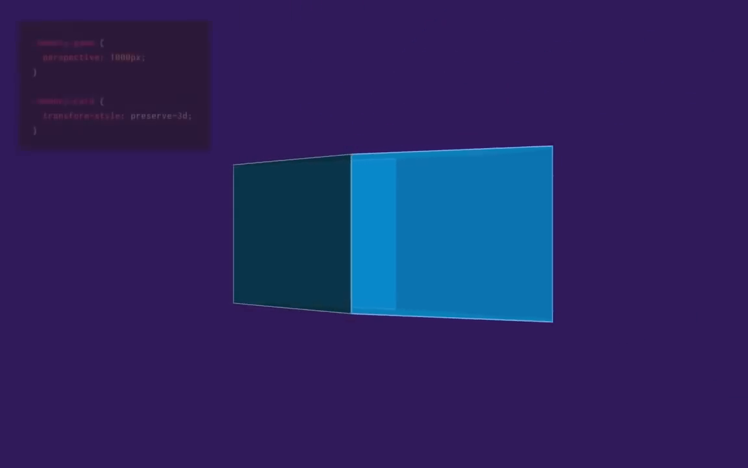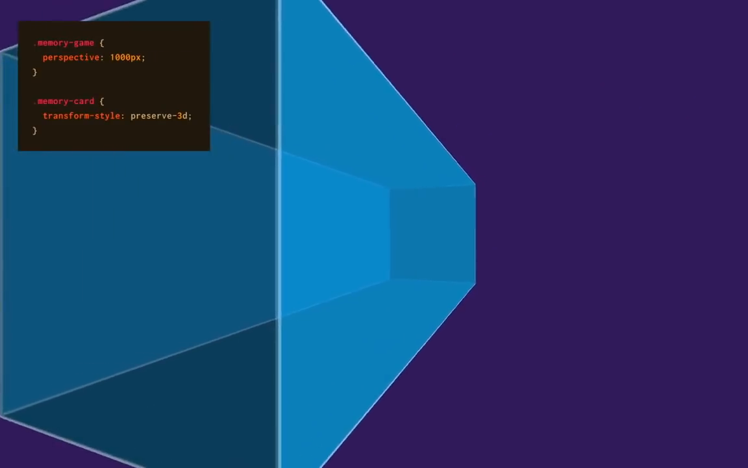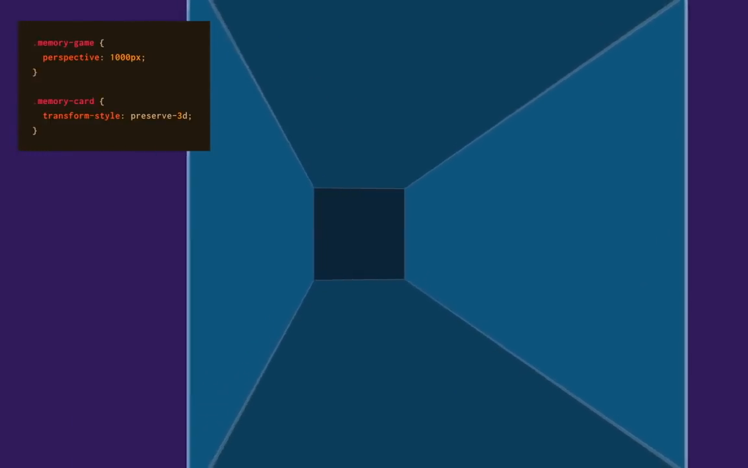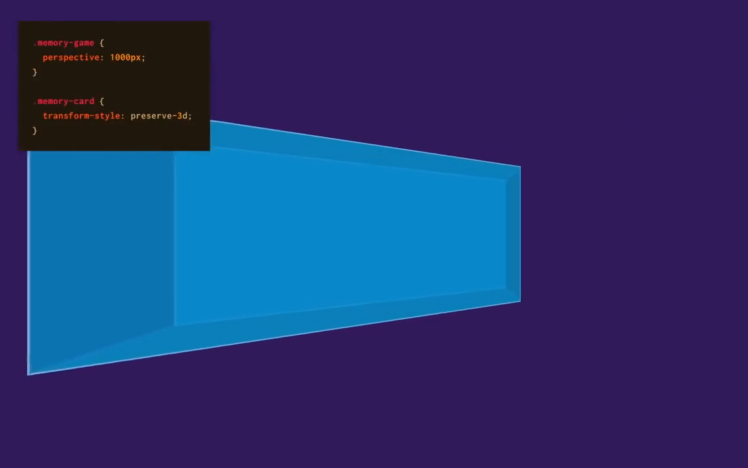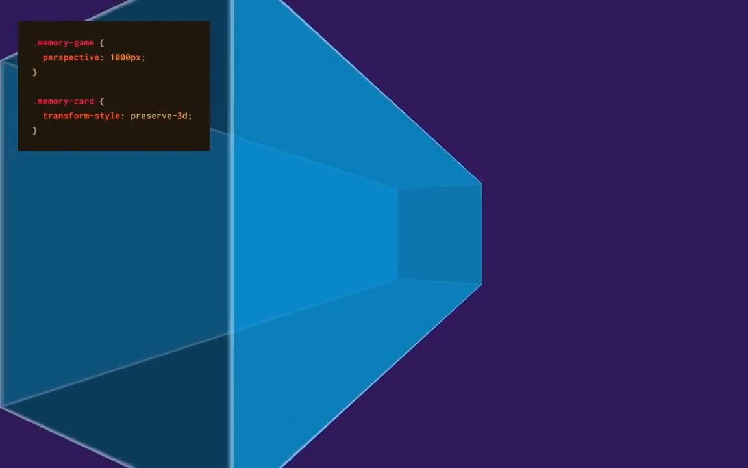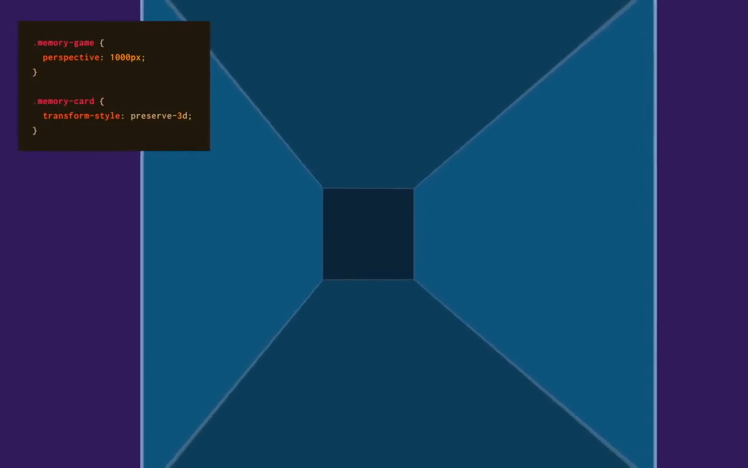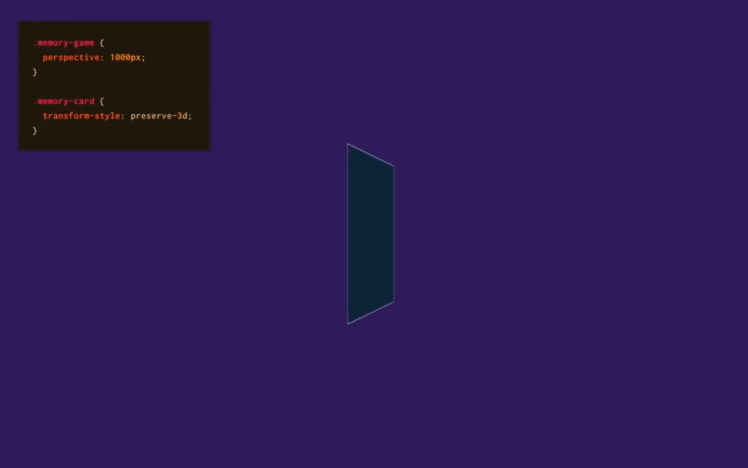Let's add a 3D effect to the card flipping. So the perspective property is what's going to give some depth to our elements, okay? So we're going to add a 1000 pixel perspective to the memory game container, and also a property that's called transform style preserve 3D to the memory card, because that's what's going to insert our memory card element inside the 3D space we just created in the memory game container. Because otherwise, the memory card is going to keep being flat, sitting on the 2D plane.